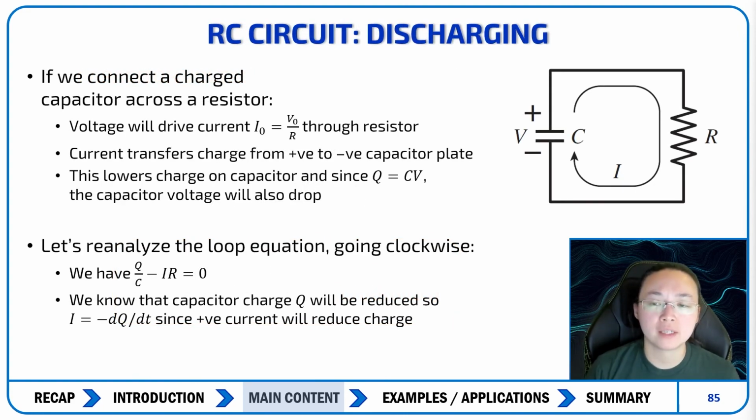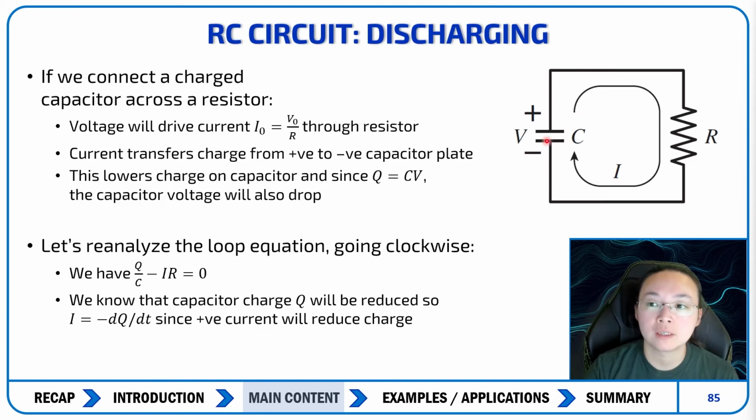Now that we have that, we want to take a look at a discharging event. If we connect a charged capacitor across a resistor, the voltage is going to drive a current through the resistor. The current is going to transfer the charge from the positive to the negative capacitor plate. And this is going to lower the charge on the capacitor. And because Q is equal to CV, that means that the voltage on the capacitor will also drop.